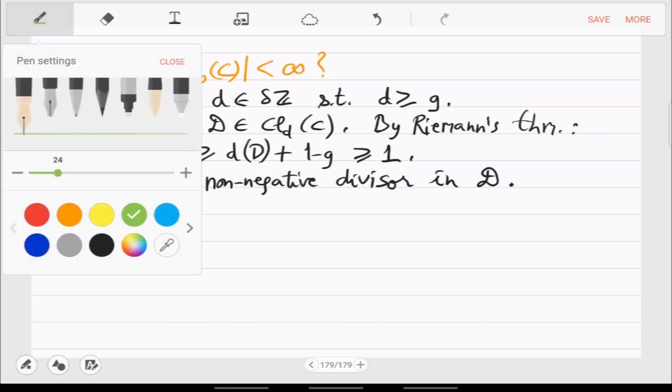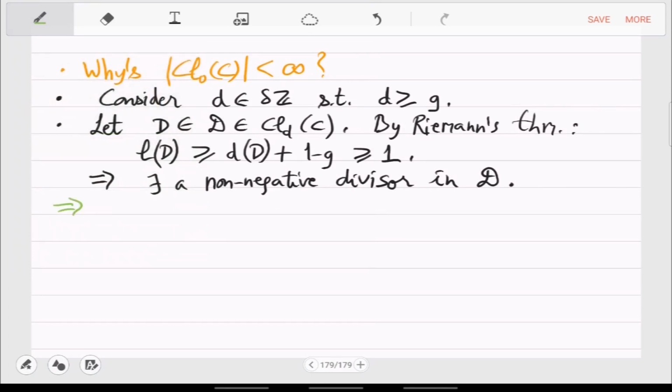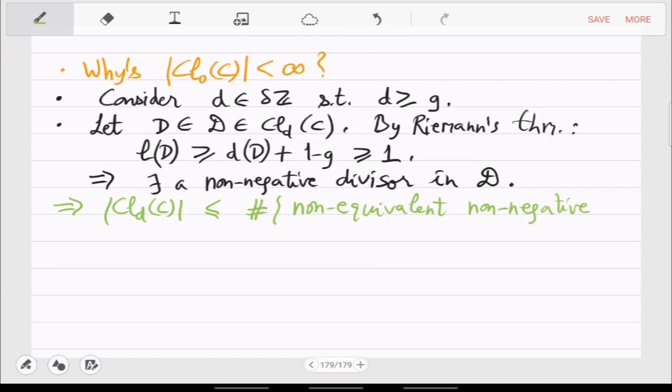Which means that CLD is less than or equal to the number of non-equivalent non-negative divisors of degree D. Because as you change this fancy D in CLD, every time you will find a non-negative divisor present, and they are all of degree D. So you just have to count how many non-negative, non-equivalent divisors of degree D there are.